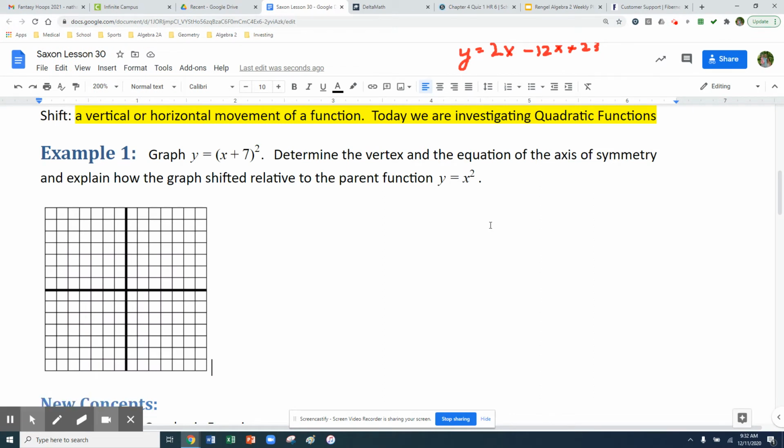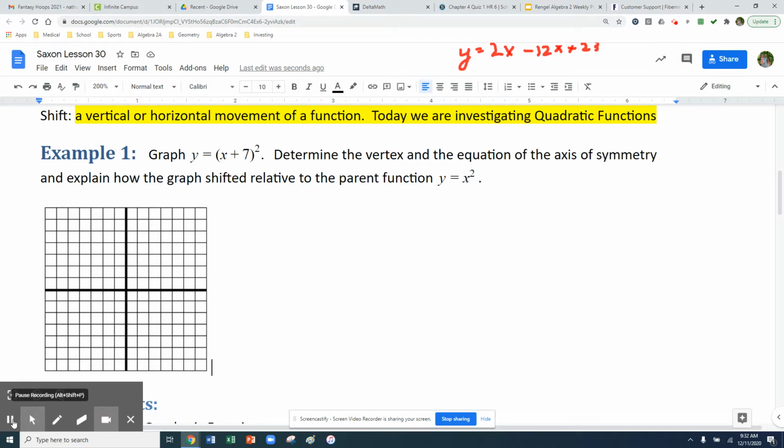So next, we're going to start to investigate shifts. A shift is a vertical or horizontal movement of a function. Today we are investigating quadratic functions. So example 1, we're going to graph y equals (x plus 7) squared, determine the vertex and the equation of the axis of symmetry, and explain how the graph shifted relative to the parent function y equals x squared.